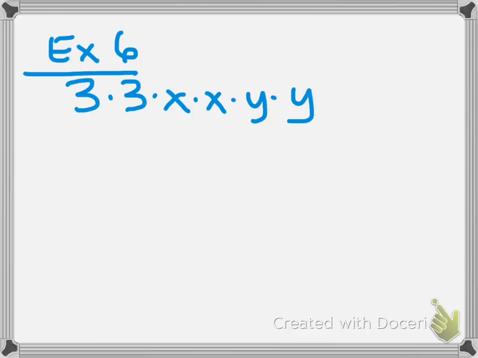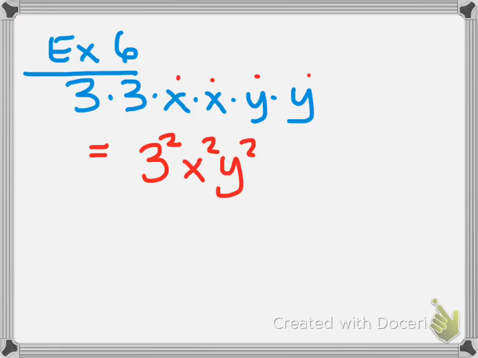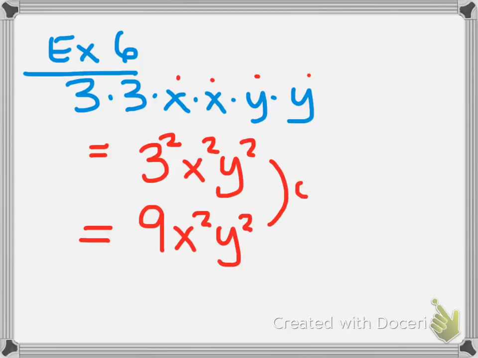Okay, on example 6, you have 3 times x times x times y times y, and you need to write that using exponents. So that's 3 to the second power, x to the second power, because there's 2 of them, and y to the second power, because there's 2 of them. Now, if the numbers are not too big, you'll actually figure out what 3 to the second power is, which is 3 times 3. So that's 9 x to the second power, y to the second power. So either one of these is okay to write.